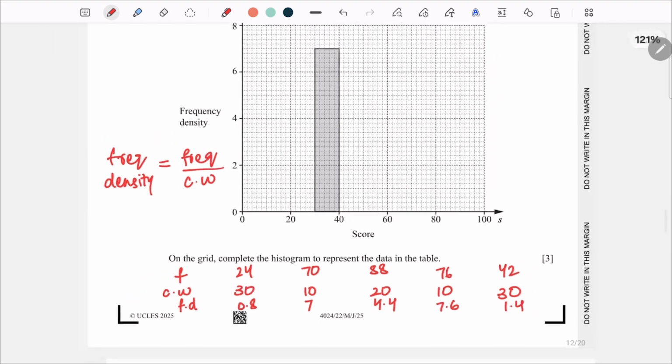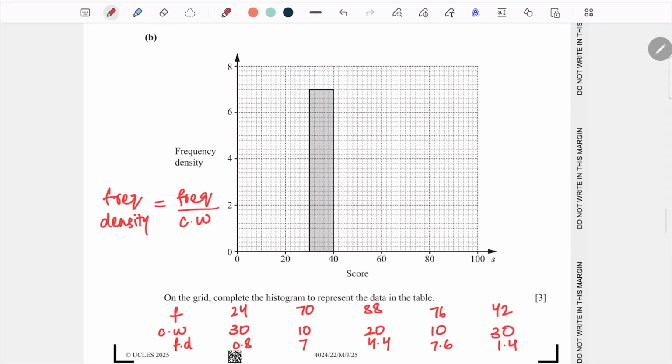Now we'll plot this on the histogram to complete the grid. Frequency density is on the y-axis and score is on the x-axis. On the y-axis, one small box is equal to 0.2, and on the x-axis, one small box is equal to 2. So basically, when we're going to plot it, frequency density is 0.8. From score 0 till 30, we have the frequency density 0.8. So this is 0.8.